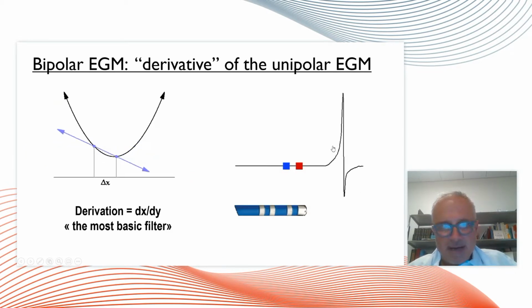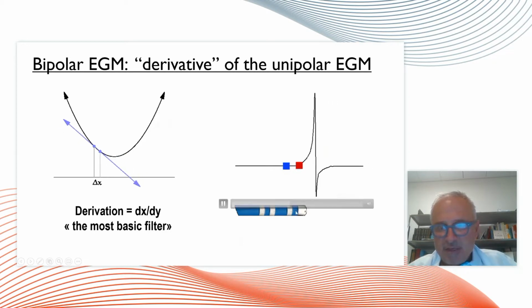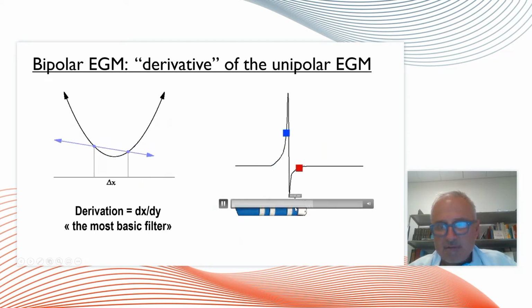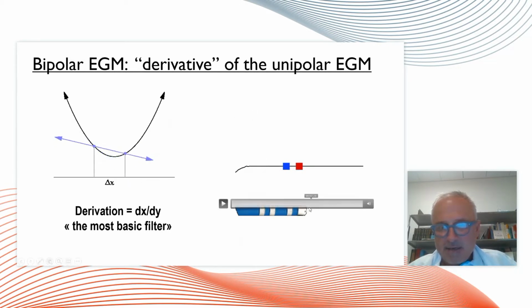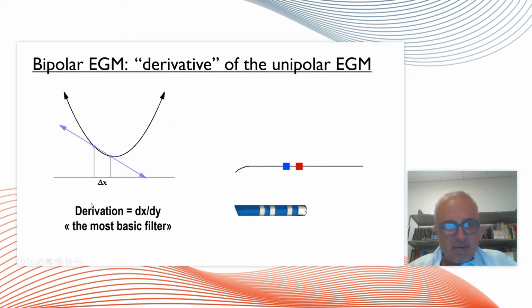Here I have an animation. On the right, you see the bipole going one pole, then over the second pole. And because these, if they are activated like a sequential activation, this would be a derivation. This would be a filtering effect of the signal.